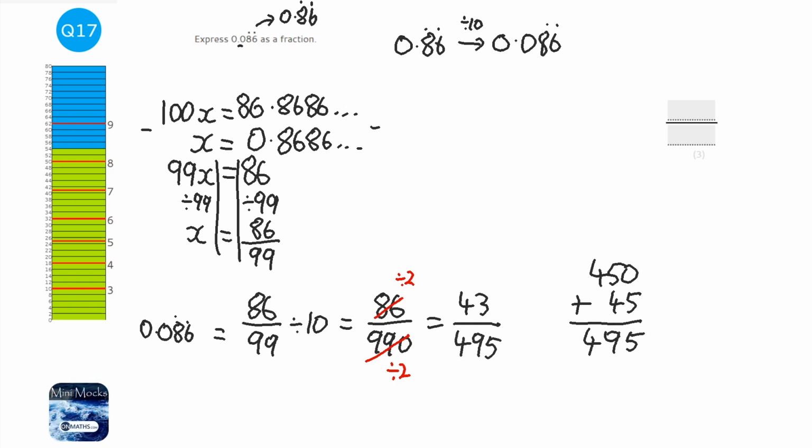Now, I don't think there's another number that goes into 43 and 495, so I'm going to leave it there. Normally when the numbers are big, you won't be asked to simplify it, or there will be a very easy way of simplifying it.